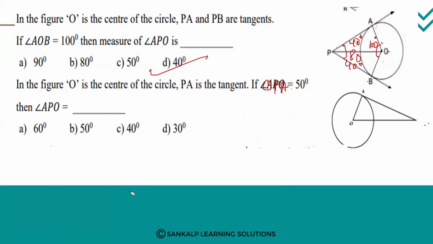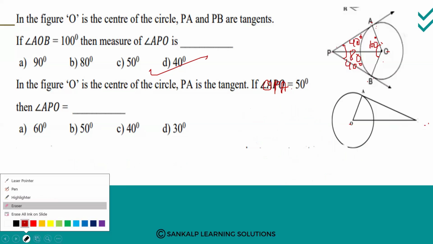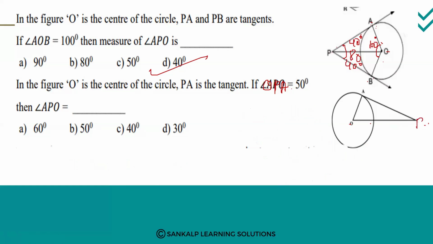So here, OPA they have given, that is 50 degree. Now here it is a radius OA and PA is a tangent. So here it makes a 90 degree, right? That means angle POA plus angle PAO plus angle APO we want, right? Is equal to 180 degree.